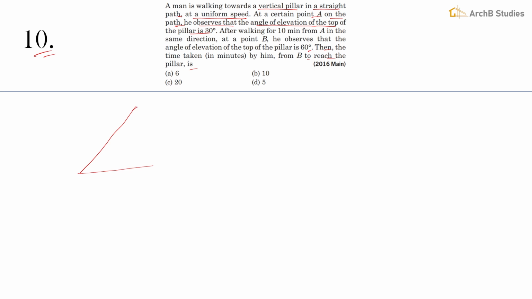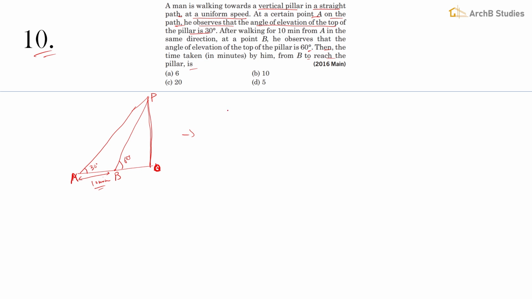It's like this, something like this. This is the pillar. This is the man. Let's say this is O, and this is the initial point A. The angle is 30 degrees. He walks for 10 minutes and reaches B. Now this is 60 degrees, and to travel this distance, he took 10 minutes.